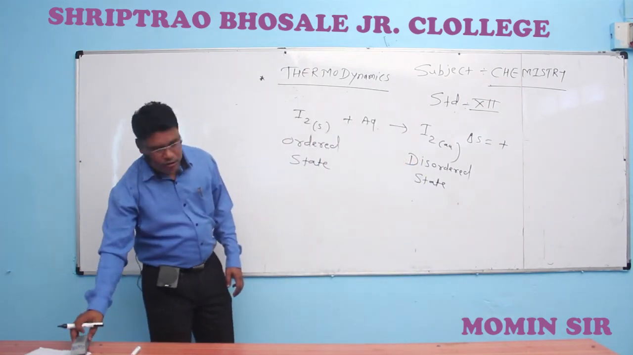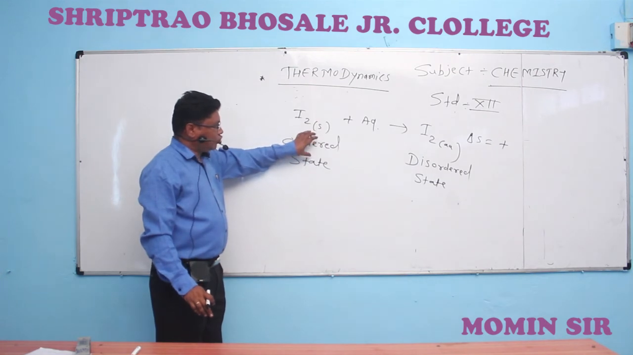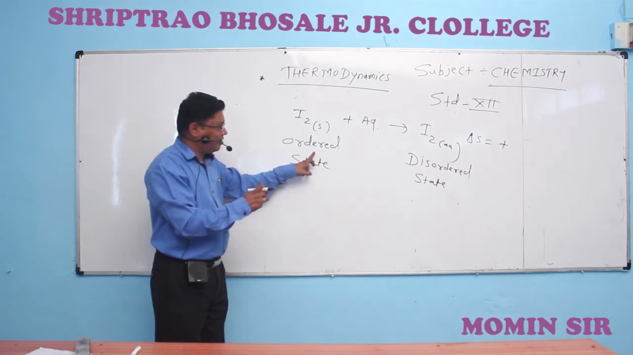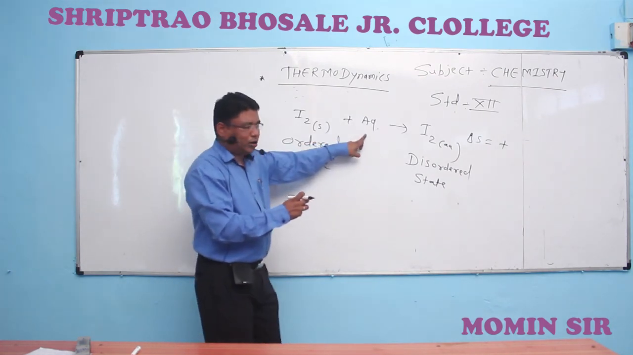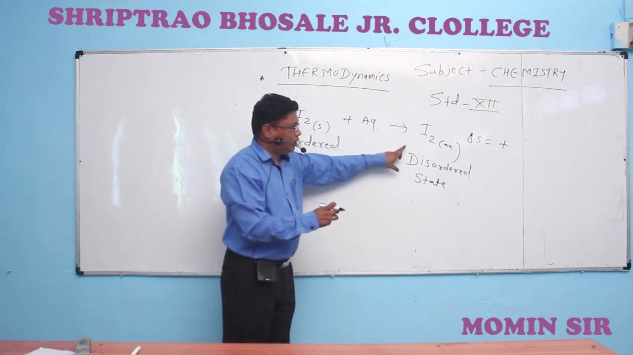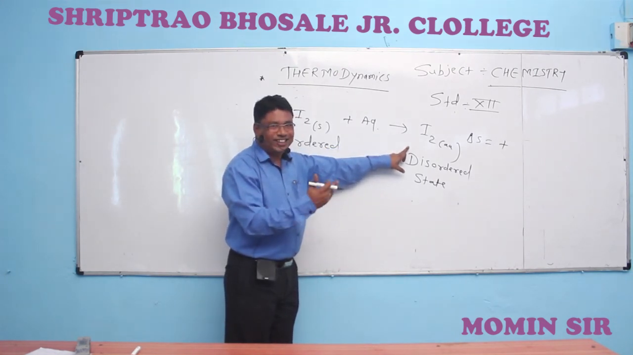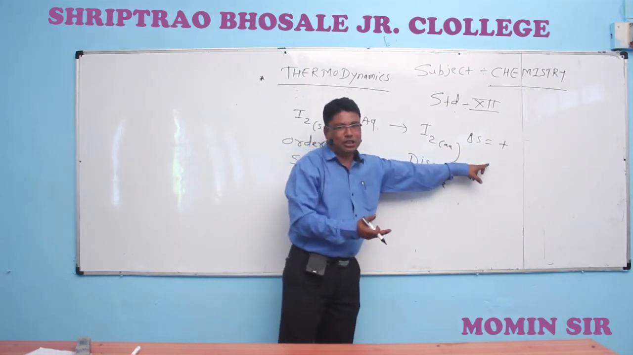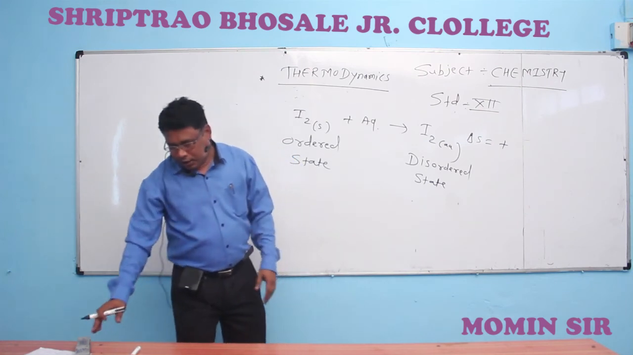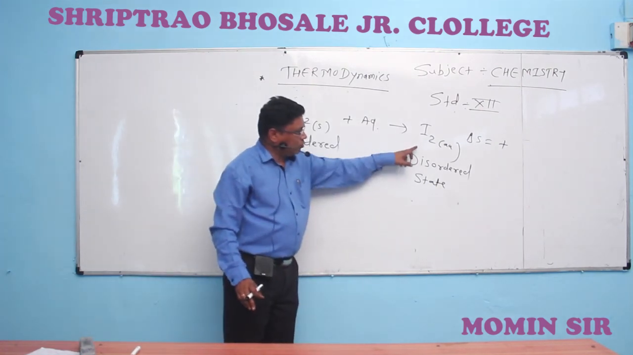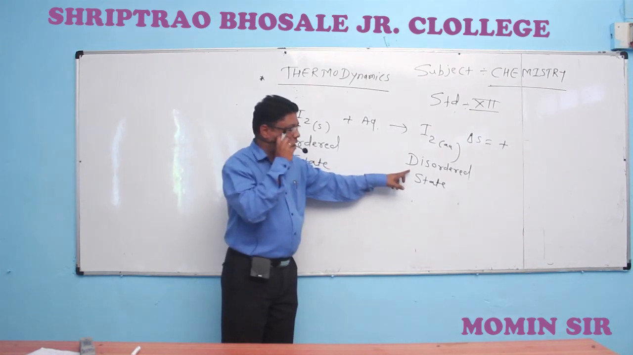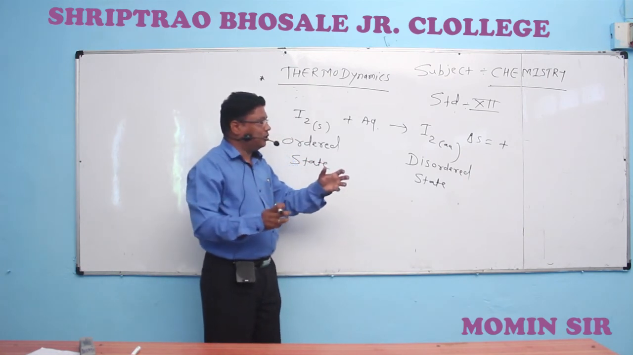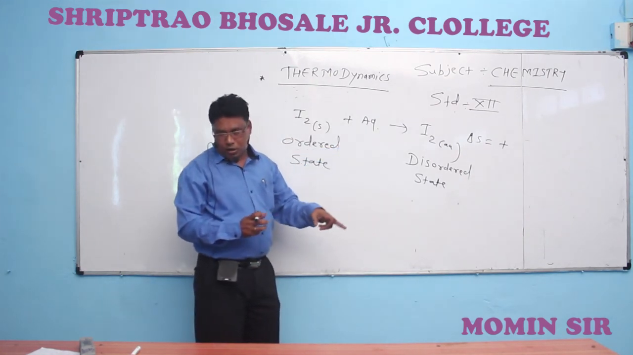Why? Because in solid iodine, the molecules of iodine are closely packed, that is the ordered state. But when dissolved in water, the randomness of molecules increases, which means entropy increases, that means the change in entropy is positive. Here iodine molecules are free to move randomly in the aqueous state. They are far away from each other, that's why the change in entropy is positive.